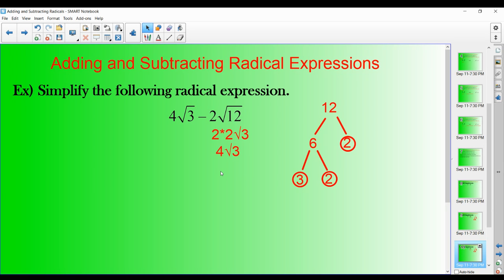I'd then rewrite the problem by multiplying 2 times 2 and getting 4 square root of 3. Then my original problem becomes 4 square root of 3 minus this new simplified version, which is 4 square root of 3. And 4 square root of 3 minus 4 square root of 3 is 0. Any number subtracted by itself is 0. So I simplified first. I then checked: the index is 2, the radicand is 3, so we can combine them, and then we subtract the numbers out front. So 4 minus 4 is 0. And that's how you add and subtract radical expressions.